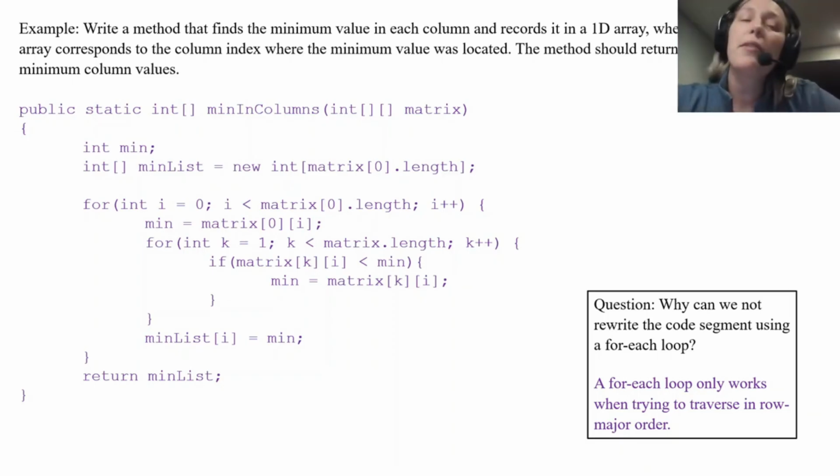The second reason, remember we said that for each loops are good for accessing, but they are not good for modifying or for remembering location. And in this example, we wanted to keep track of the location. We didn't modify anything. I guess technically we did modify the min list, but we didn't modify any of the elements in the 2D array. We just wanted to access them and keep track of their location.